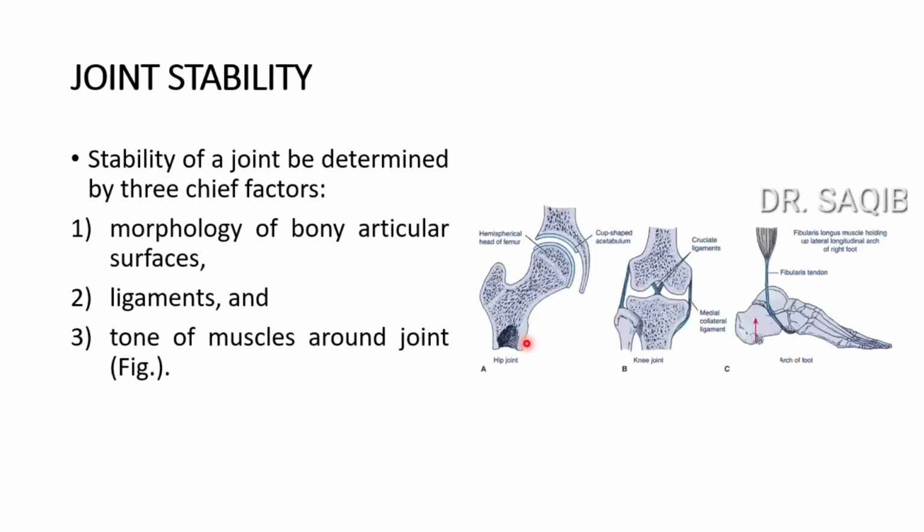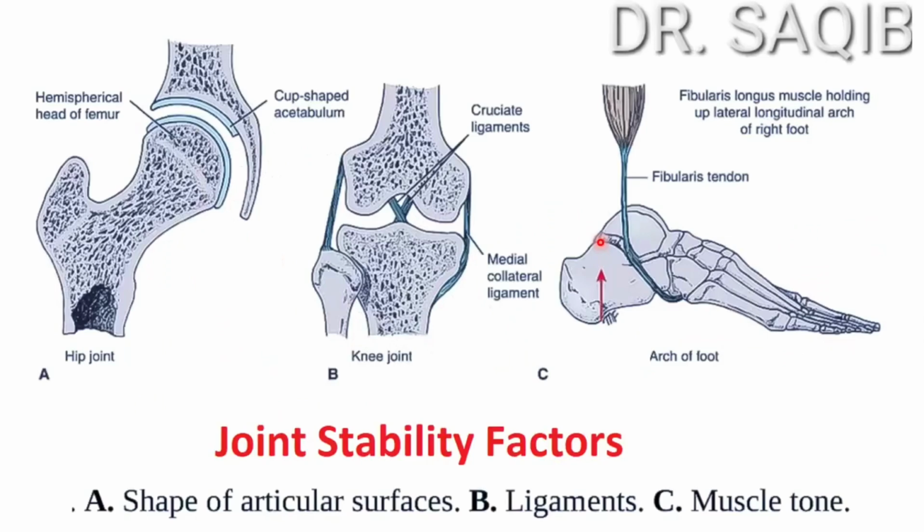So very interesting, joint stability. Stability of a joint can be determined by three chief factors, but especially this stability is important for movable joints, the synovial joints. They get more important over here. Morphology of bony articular surfaces, ligaments, and the tone of muscle around joints. These are the three factors I will tell you one by one in detail.